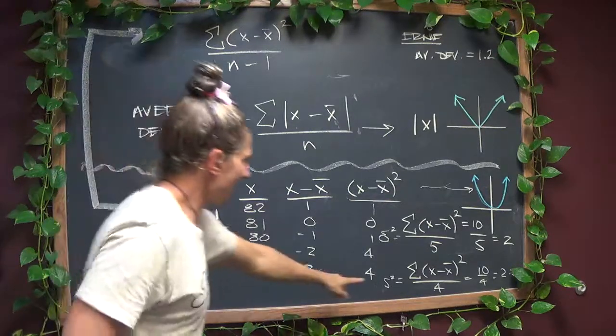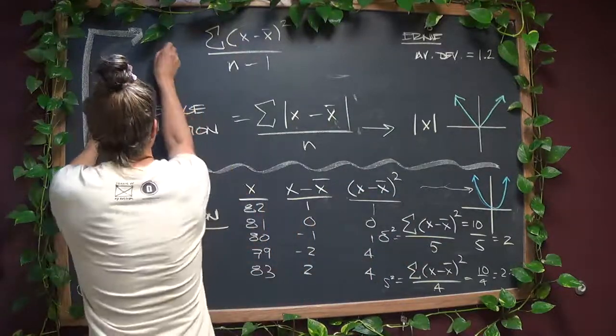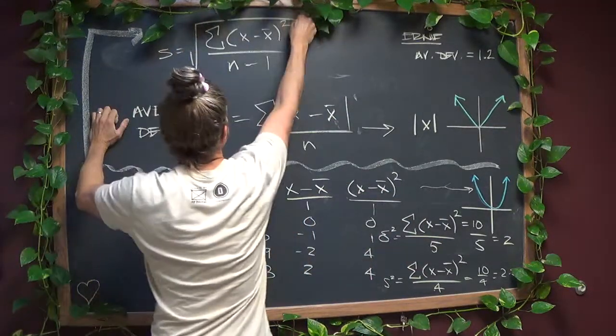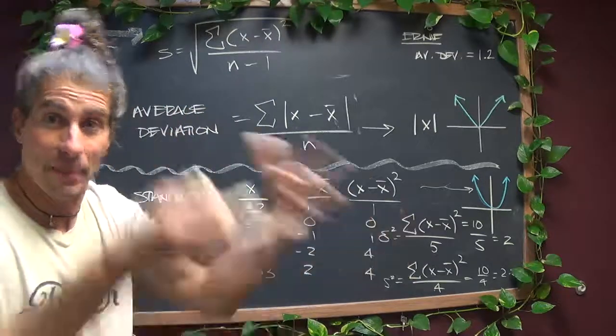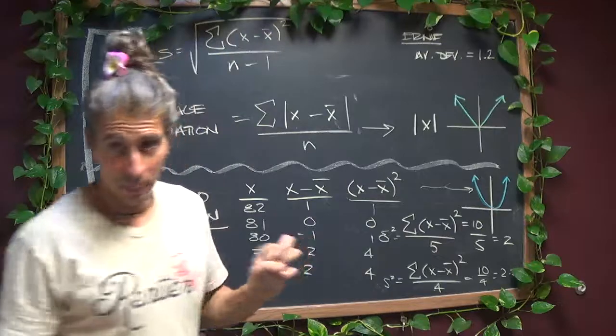In order to get s squared back to s, we have to take the square root of the entire thing to get it back to s. And that gets our units back. Points squared then becomes points again.